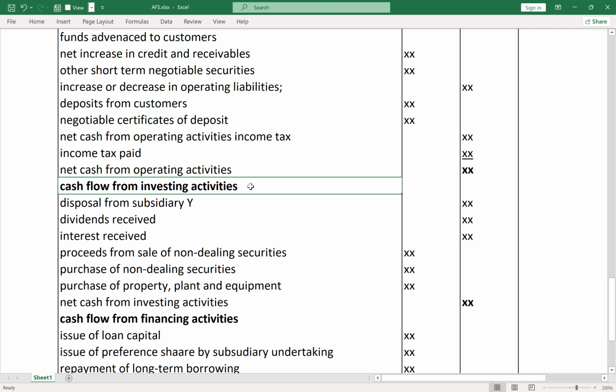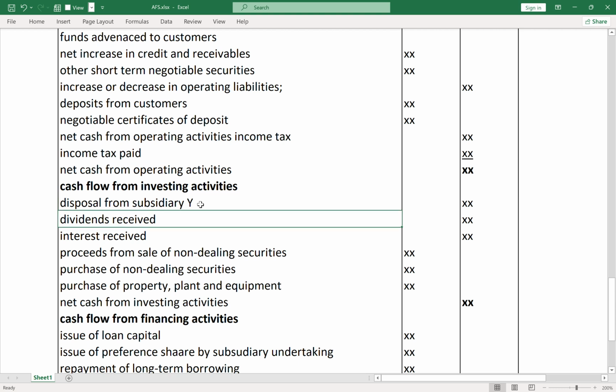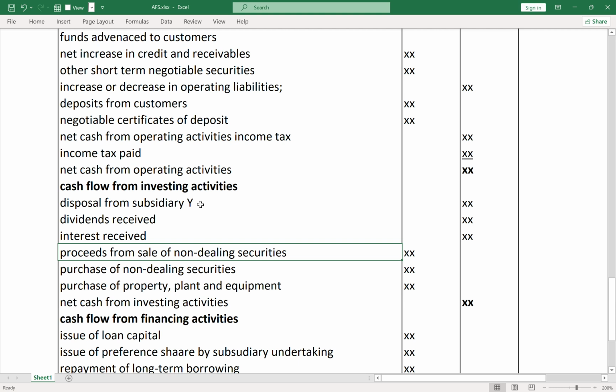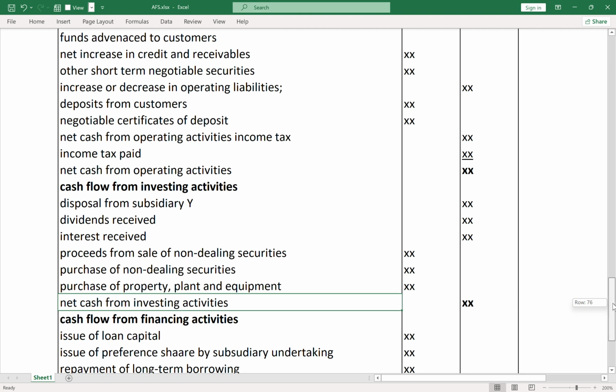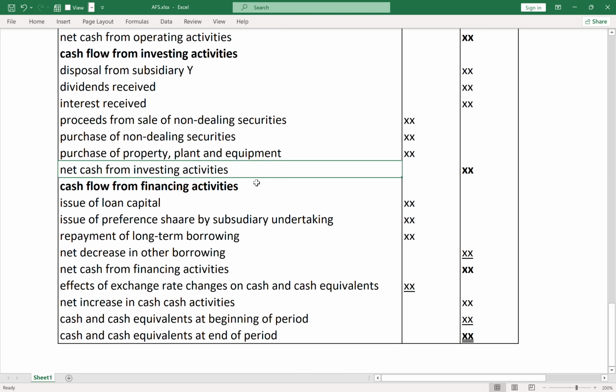Here we are going now to look at the cash flow from investing activities. It can range from disposal of subsidiary, dividend received, interest received, proceeds from sale of non-dealing security, purchases of non-dealing security, purchases of property, plant and equipment, so that you get the net cash from investing activity. As you can see, the cash flow from investing activity is no different from that of non-financial activities.